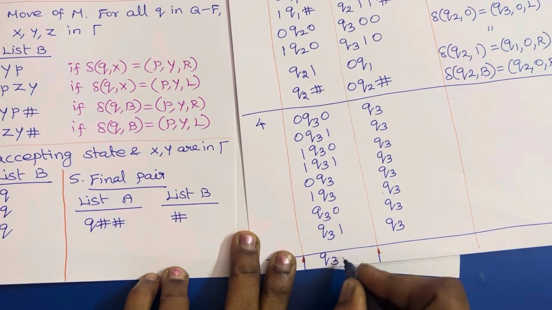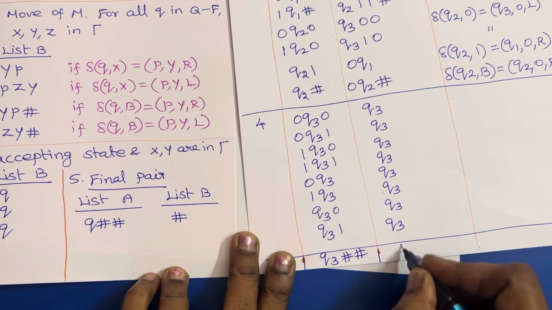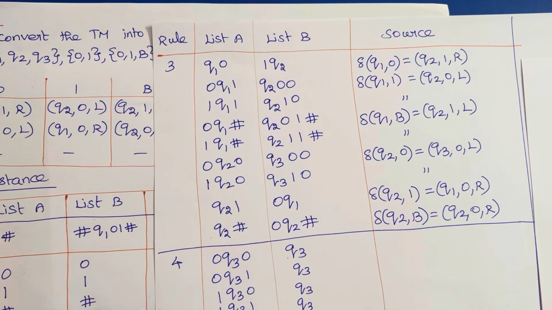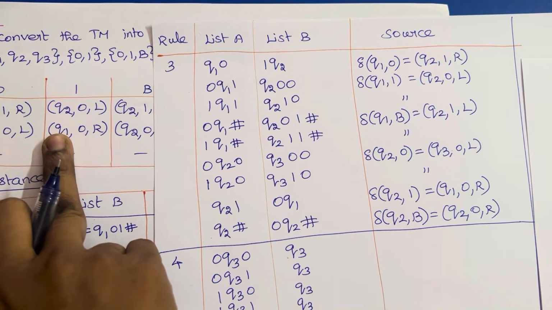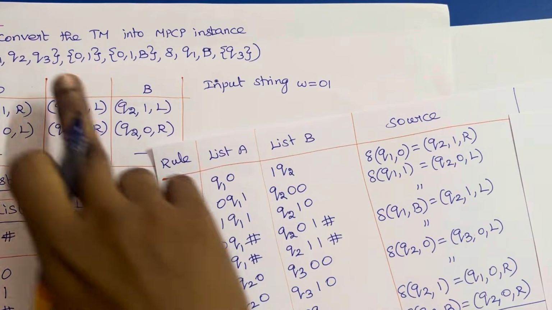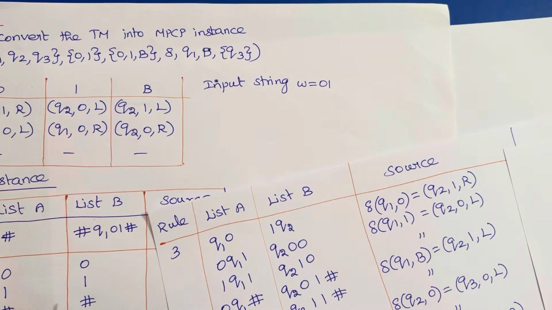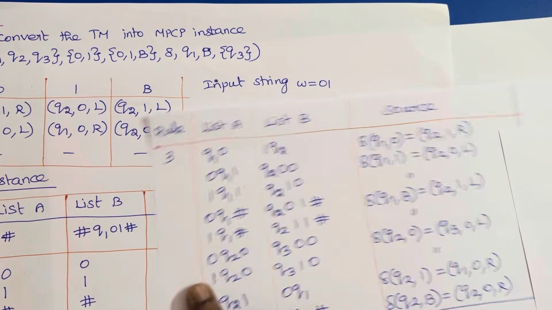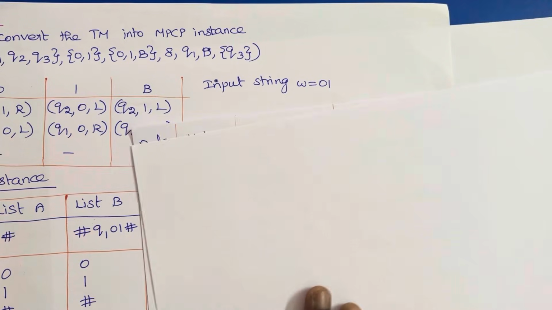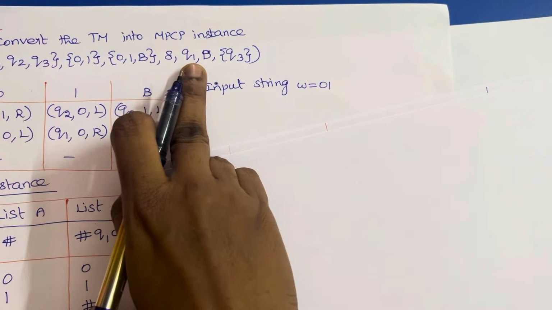Q means final state, so Q3 hash hash must be written for list A and hash must be written for list B. So this is the MPCP instance for the given Turing machine, so that we can check the Turing machine. This Turing machine M accepts this input string W if and only if the MPCP instance has a solution. So we need to check whether the Turing machine M accepts the input string W. So for the Turing machine M to accept W, we have to start with Q1.